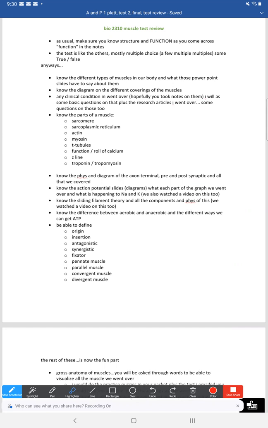Antagonistic means the muscles work against each other. Your bicep brachii and your tricep would be examples. The tricep would be antagonistic to the bicep. What happens if you fire both muscles at the same time? There's no movement. So when you're moving your bicep brachii, the tricep to some degree has to relax, because they're antagonistic.